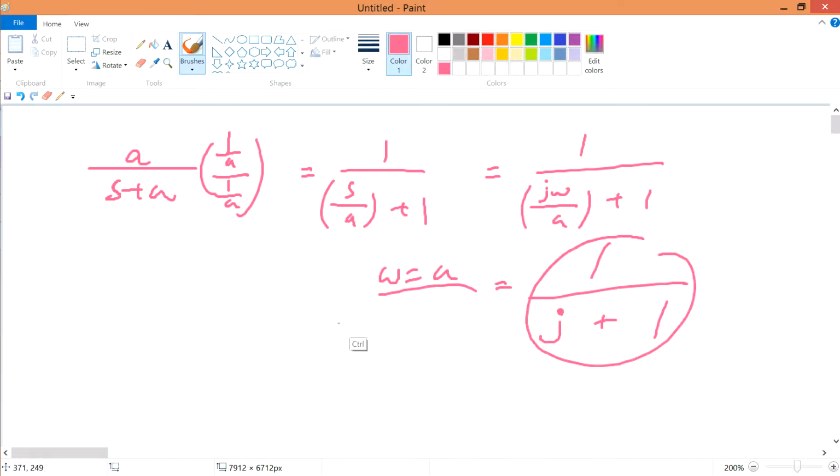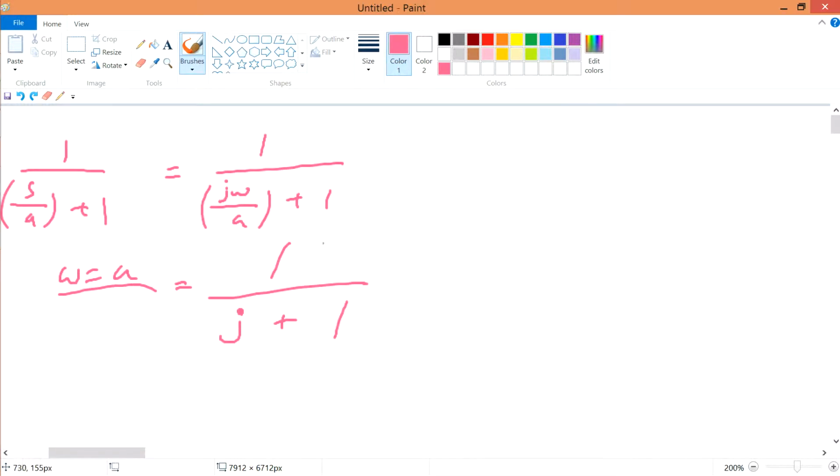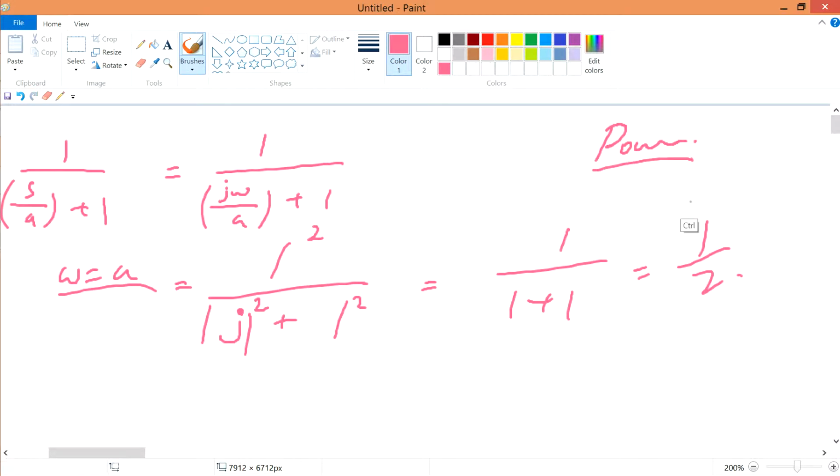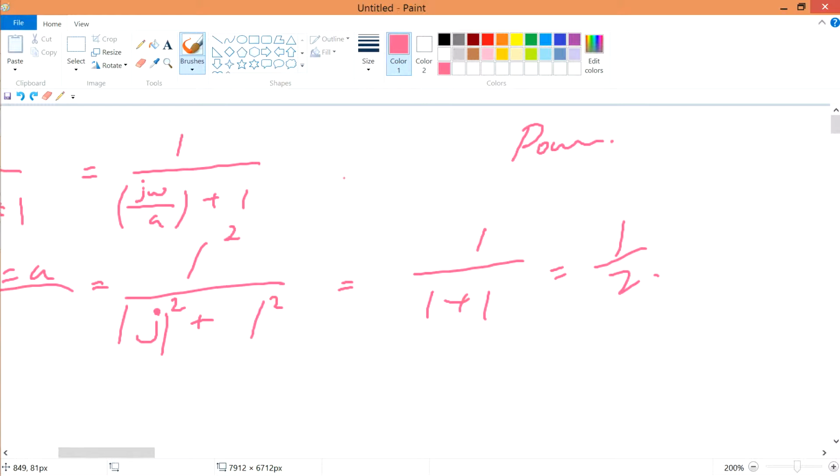Eventually, to solve this, there are two methods. The first method, in the next subsequent video, is that I square everything and get the magnitude of this thing. So I have 1 plus 1, which equals half. In fact, what I'm doing here is finding the power of your transfer function, of your low pass filter. When omega is equal to A, what is the power? In fact, it's half power.